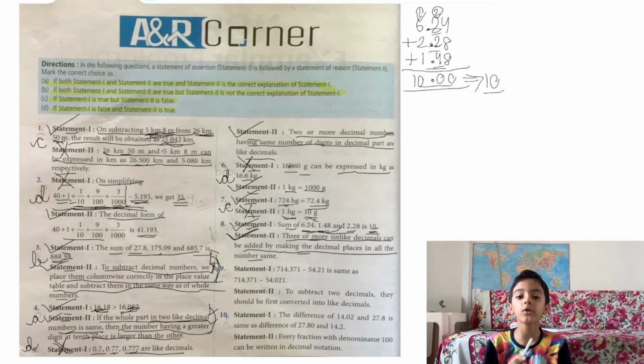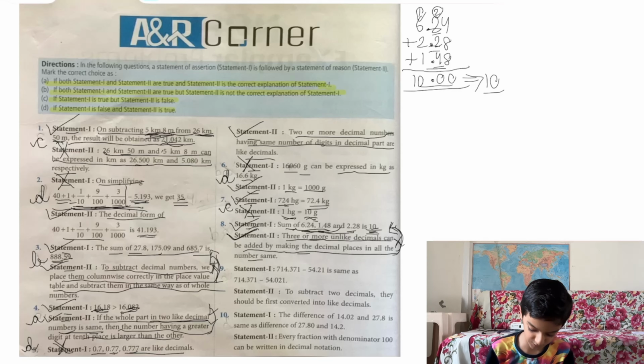But here statement 2 is not the correct explanation of statement 1, because statement 1 is saying the sum of these three numbers is 10, and statement 2 is saying three or more unlike decimals can be added by making the decimal places same. So that's why statement 2 is not the correct explanation of statement 1. So the correct answer of question 8 is option E, which is if both statement 1 and statement 2 are true, but statement 2 is not the correct explanation of statement 1.